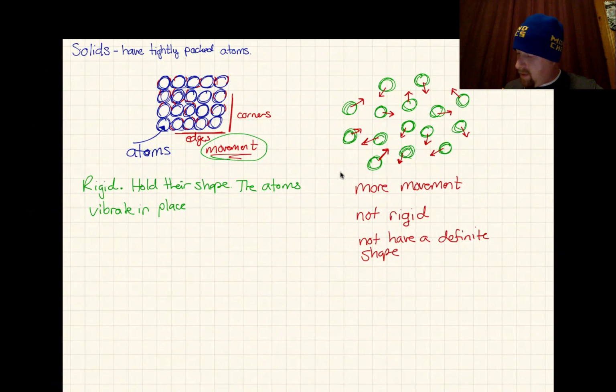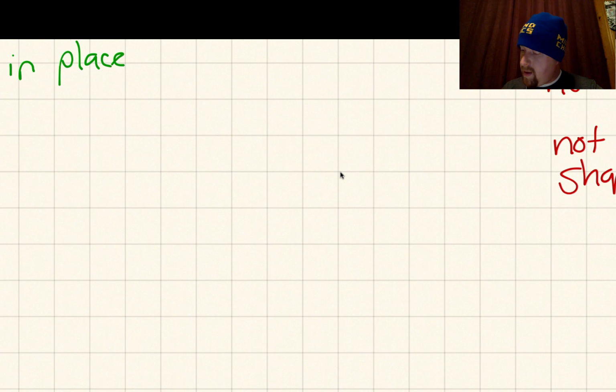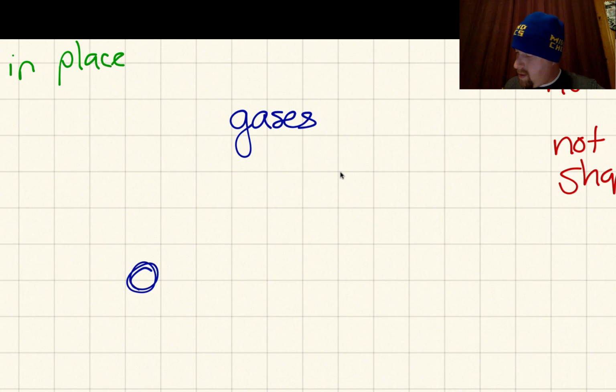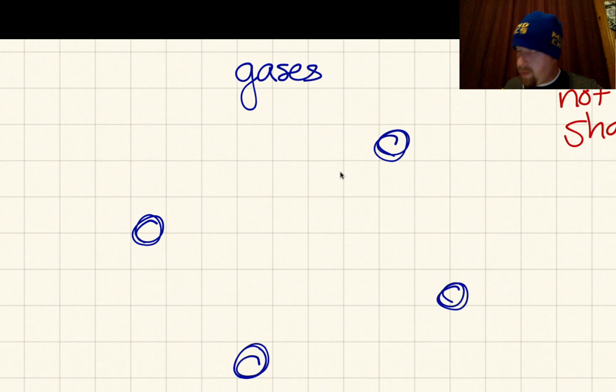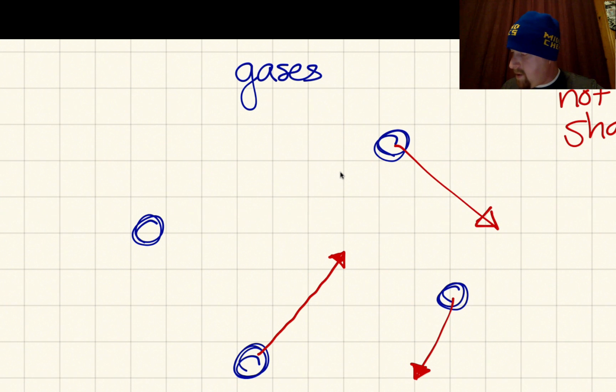The final model is that of the gas. And gases are really spread out. So much so that I don't really have enough room to show enough particles. And the other thing about gases is because they're more spread out, the atoms are moving much faster. Notice the arrows are much longer here to indicate that there is an increase in speed for these particles.